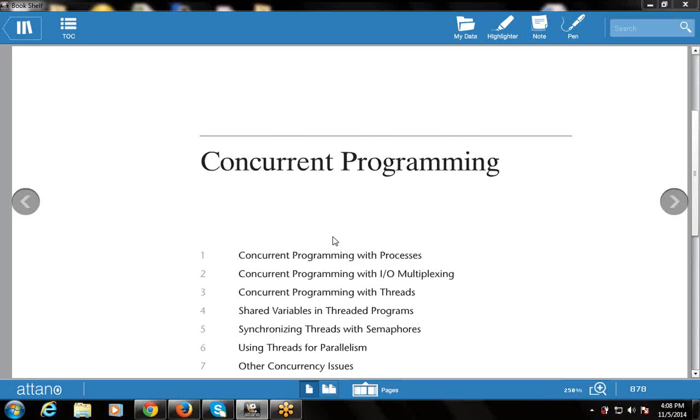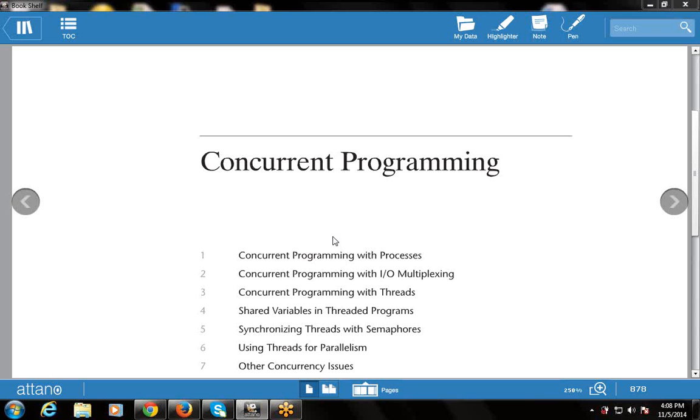Today I'm going to start with a new topic, a new chapter, that is chapter number 11, Concurrent Programming. In the last class I finished the last chapter, which is a very easy chapter, system level input output. That means what inputs and outputs are available for the system at the system level.